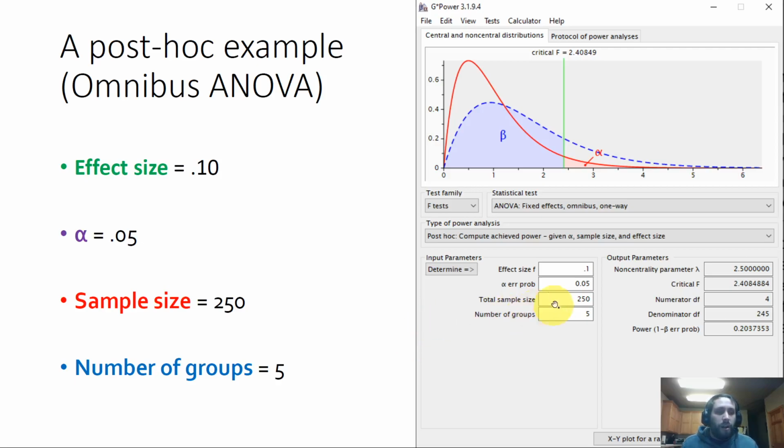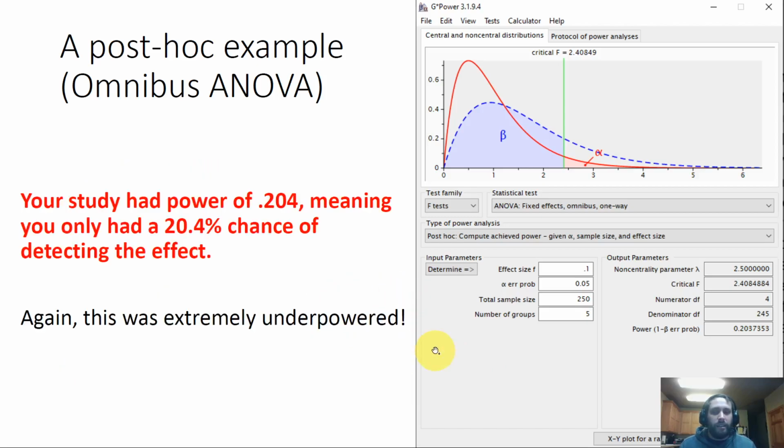So we go ahead and look at our critical F. So they needed an F value of 2.408 in order to have achieved a significant effect. Our numerator's degrees of freedom is 4. Our denominator degrees of freedom is 245. And our answer to this question is we had a power level of 0.2037. So what that means is we only had a 20.4% chance of detecting the effect.